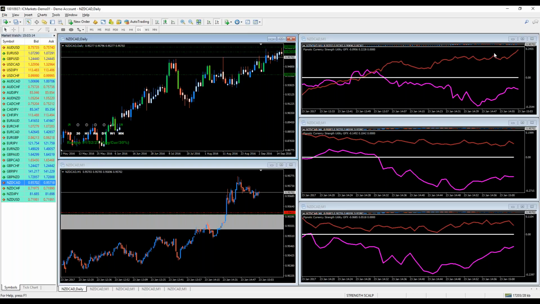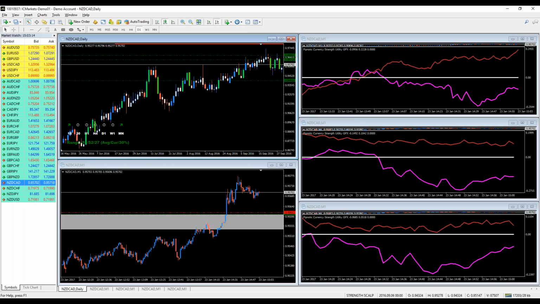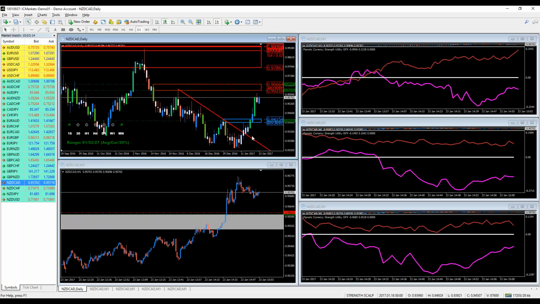This is a really nice reading here. I like how the Kiwi's picking up and moving higher. Here it's a little bit flat. Yeah, so as long as this is above and this one's below, then you could potentially hold it if your stop is far enough away. But yeah, we'll have to wait and see.